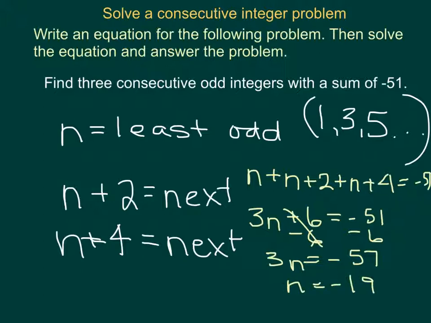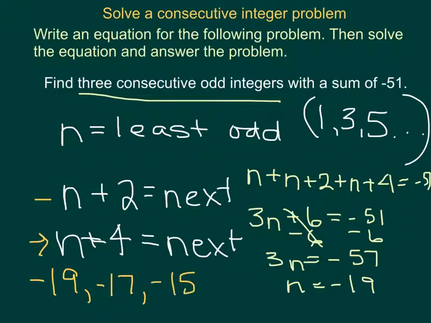Now this is not our answer, because they want you to tell them the 3 consecutive odd integers. So one of our answers would be the negative 19, but then we also have to solve for the second integer, which is negative 19 plus 2, which would be negative 17. And then we have to solve for the last one, which would be negative 19 plus 4, which would be negative 15. So our final answer is actually the 3 consecutive integers.